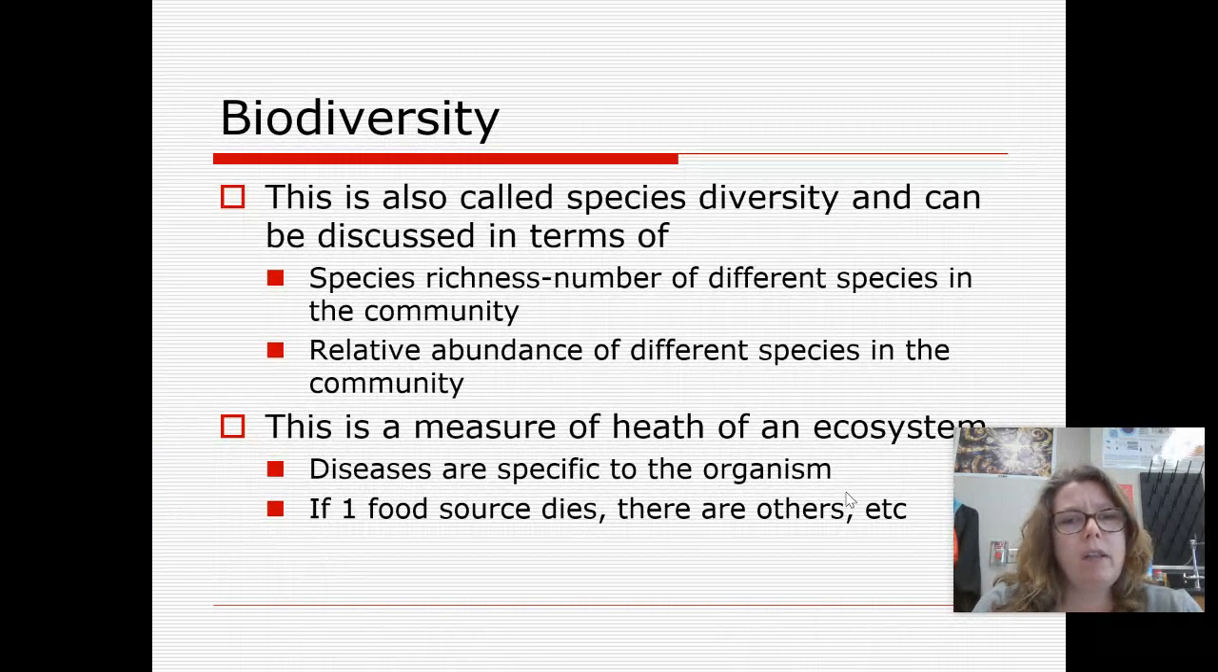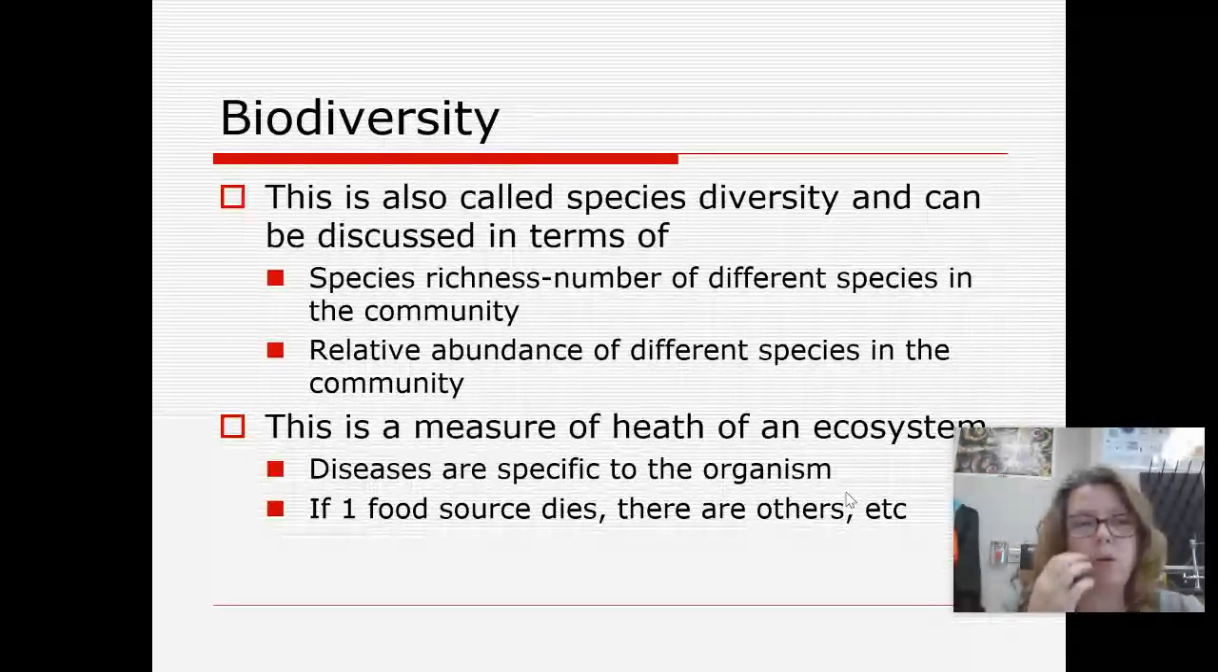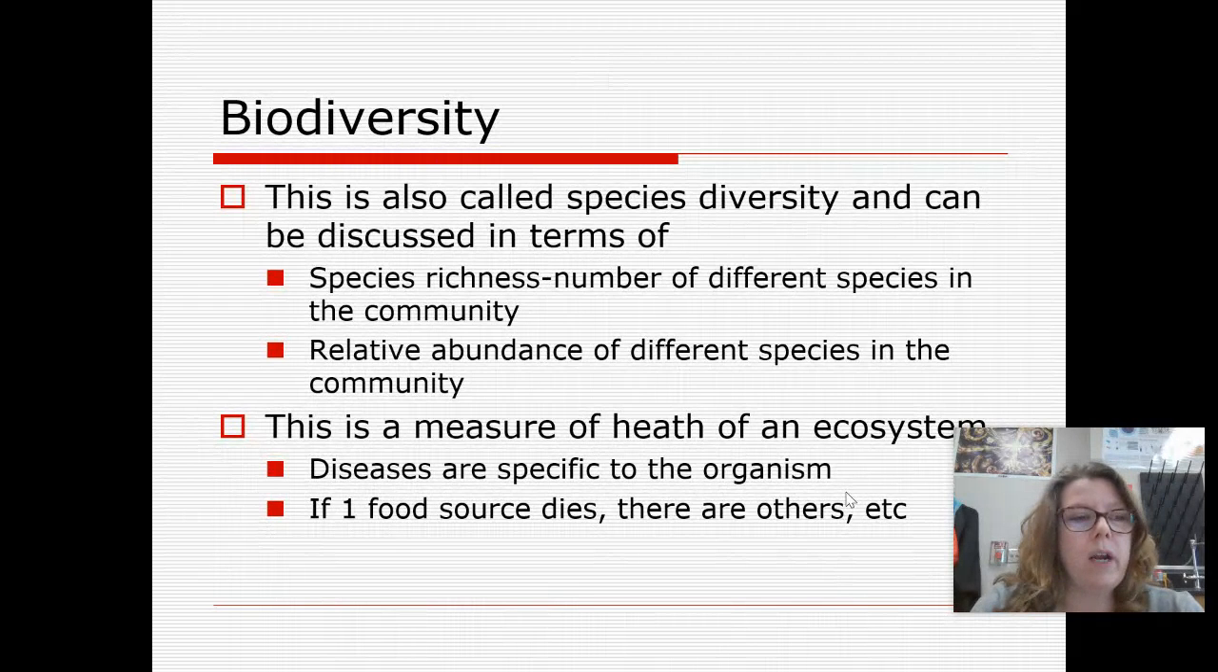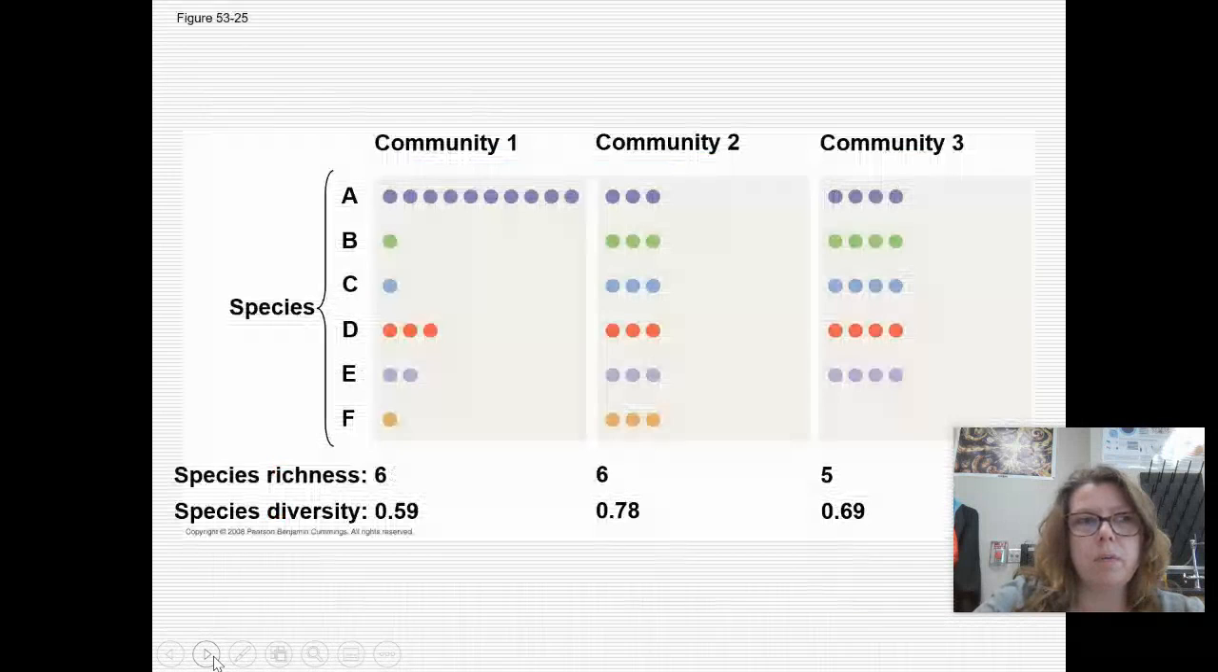If you have less species richness and a disease comes through, it's going to wipe out your entire population of that organism, and it could wipe out pretty much all of the trees, for example, in your area. You also have things like if one food source dies, there are others. There's lots of opportunity for relationships to go on when you have a very rich, biodiverse ecosystem.